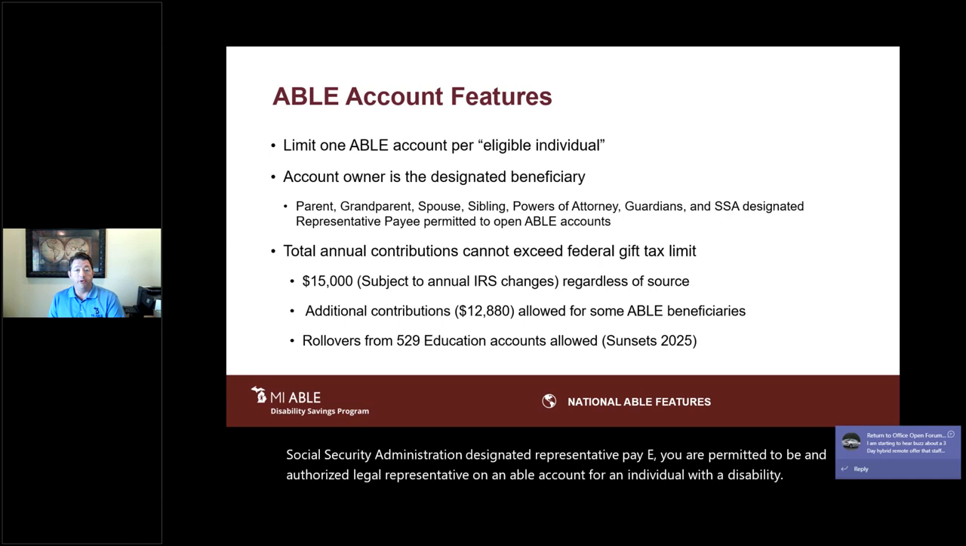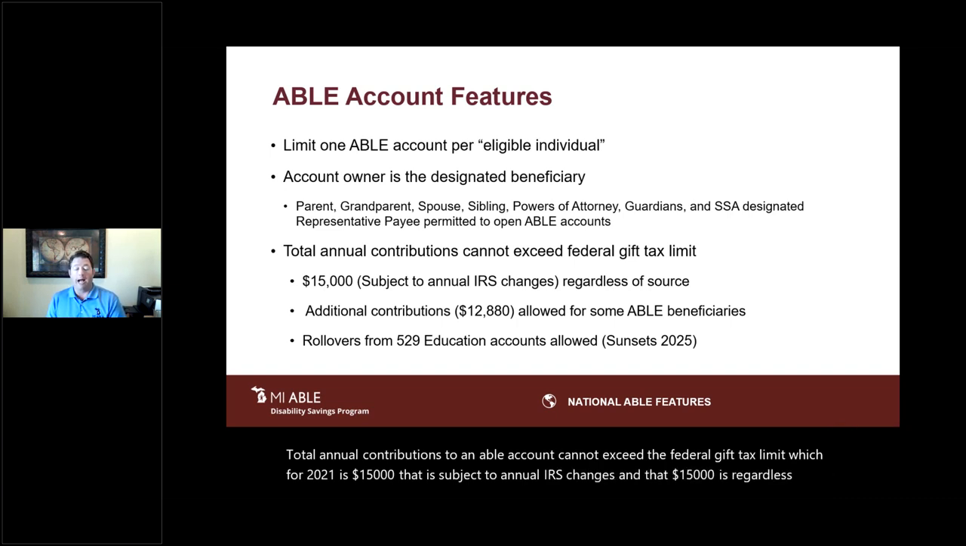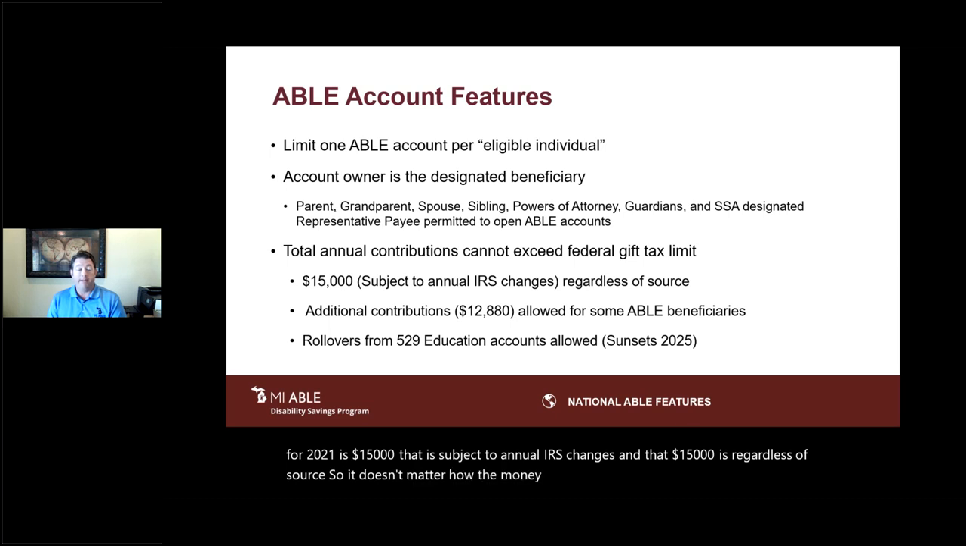Total annual contributions to an ABLE account cannot exceed the federal gift tax limit, which for 2021 is $15,000. That is subject to annual IRS changes. And that $15,000 is regardless of source. So it doesn't matter how the money gets put in the account, $15,000 is the hard cap.